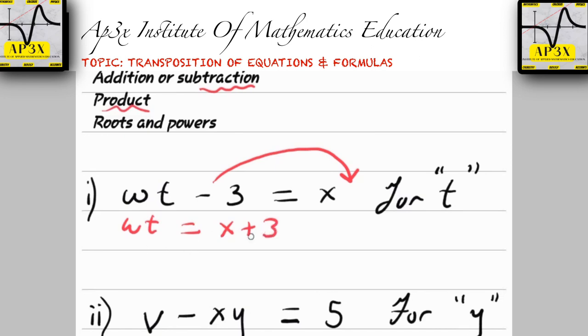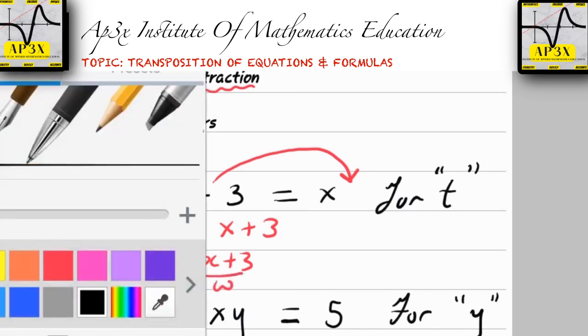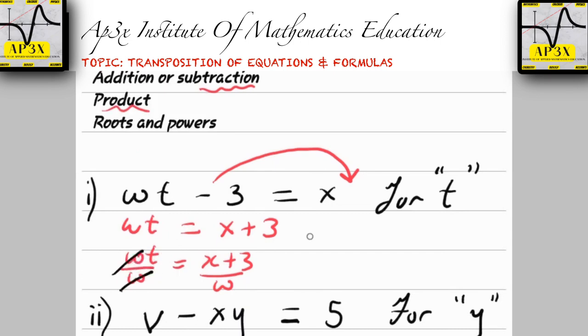And so now I can split the product WT here. I'm looking for T, so I'm going to divide both sides by W. And that's going to be X plus 3 over W. By simple basic cancellation, W cancels W. Therefore, T is equal to X plus 3 over W. Very simple.